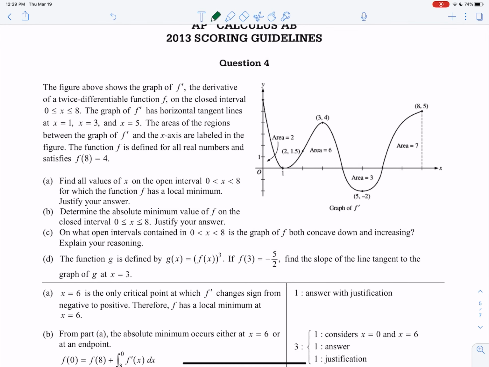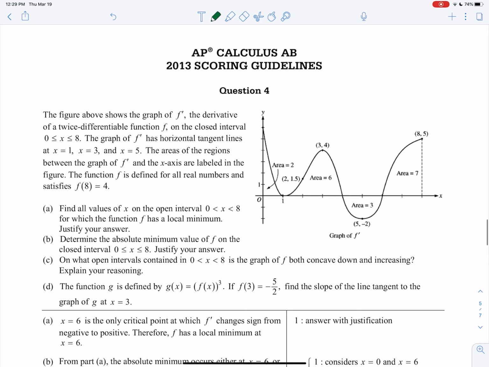Okay, this is 2013 question 4. This is a graph analysis problem. Just based on how the graph looks, some things to note. What does the graph represent? Make sure that you understand that the graph represents f prime. Just keep that in mind there.